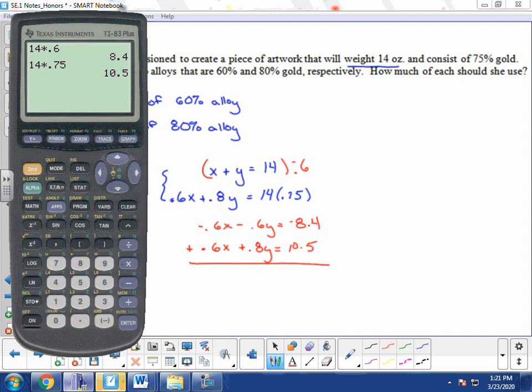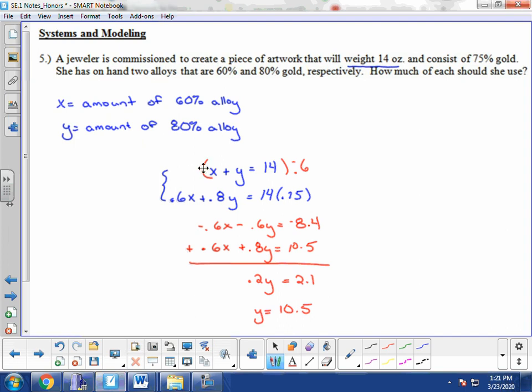Now I can use the elimination method to solve here. This would give me 0.2y. The 0.6x terms would cancel out. 0.2y, and then I'd have 10.5 minus 8.4 equals 2.1. So to get y by itself, divide by 0.2, so y equals 10.5. That is one of my solutions. So how do I find my other solution? Let's go back to this first equation and substitute: x plus 10.5 equals 14. I can subtract 10.5, and so I would get 3.5.